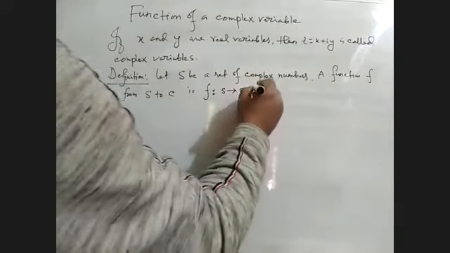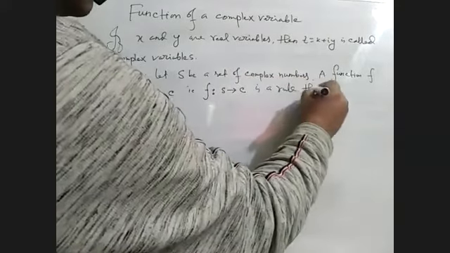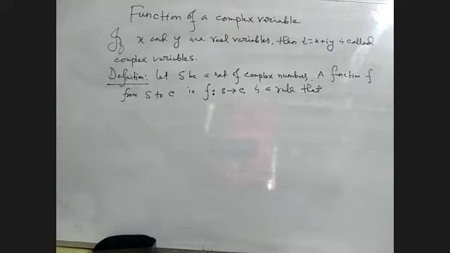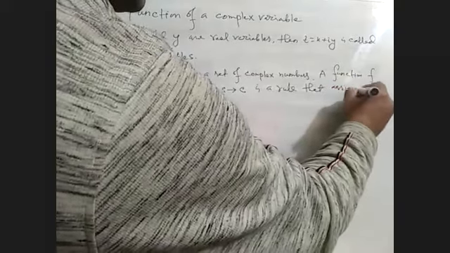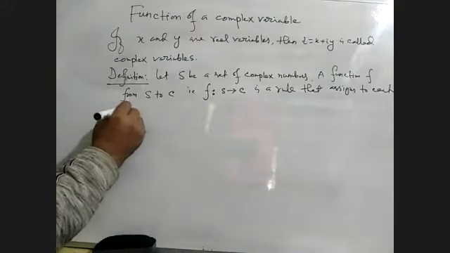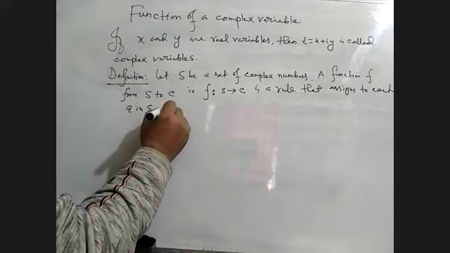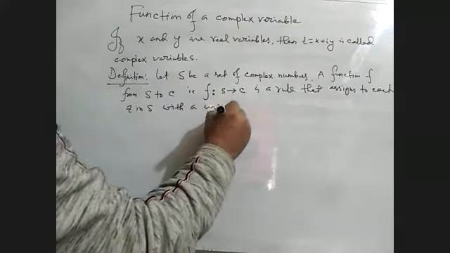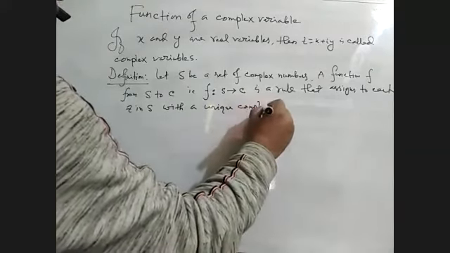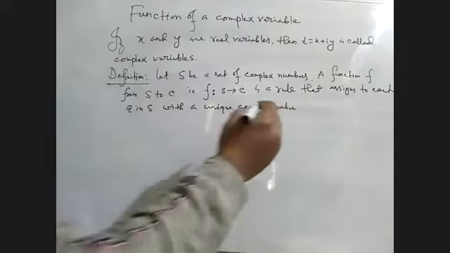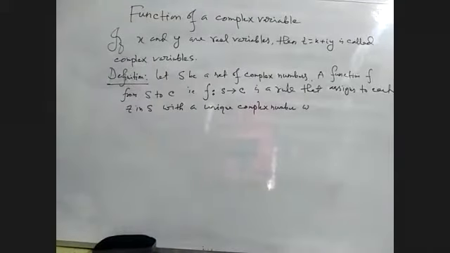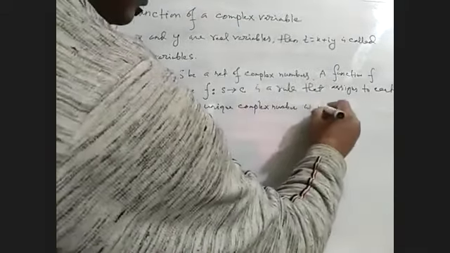f from S to C is a rule that assigns to each z in S a unique complex number W in C.